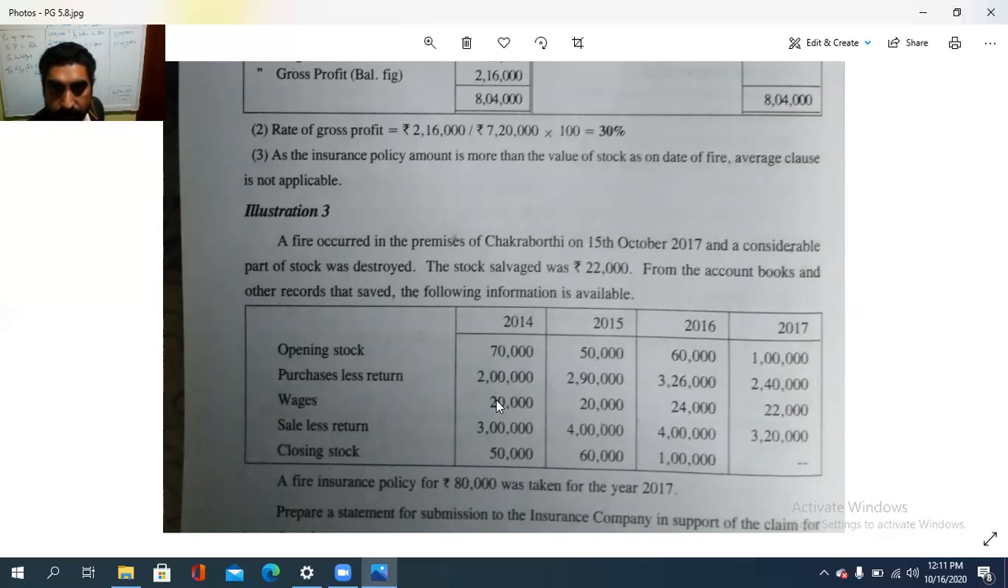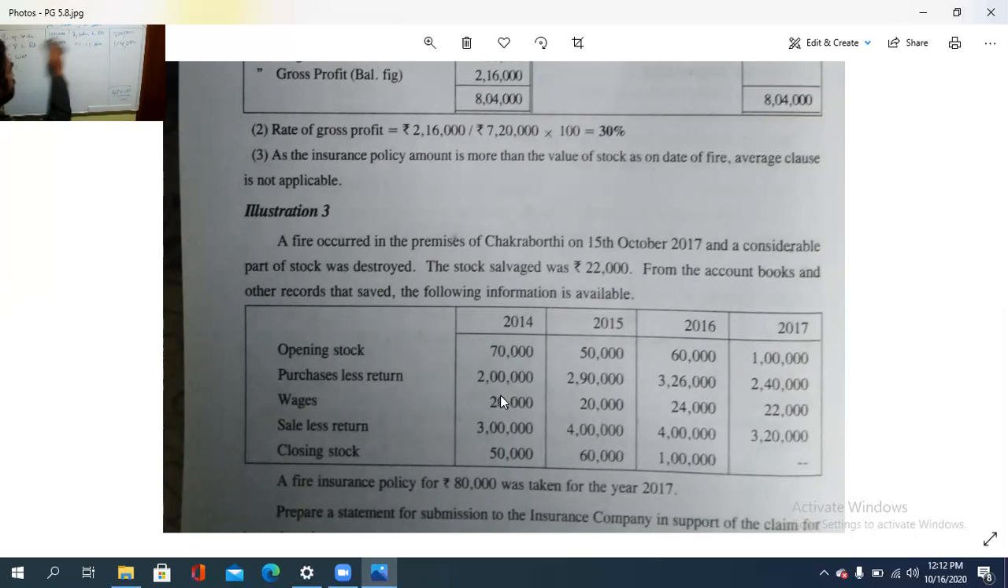Then the salvage value is given as 22,000. So this is the loss at the time of stock on fire. Clear? Loss at the time of stock on fire. From this, we need to calculate. We need to deduct the salvage value. Then we get the net loss on stock of fire.